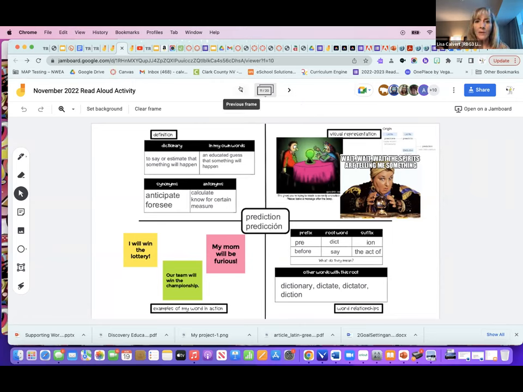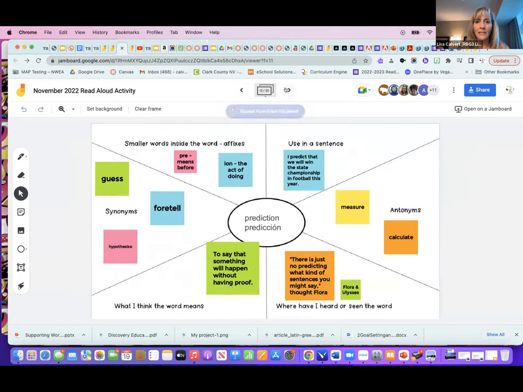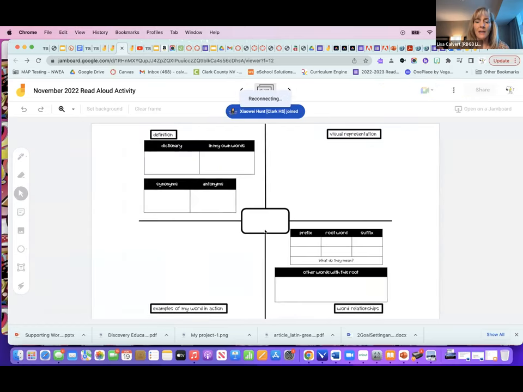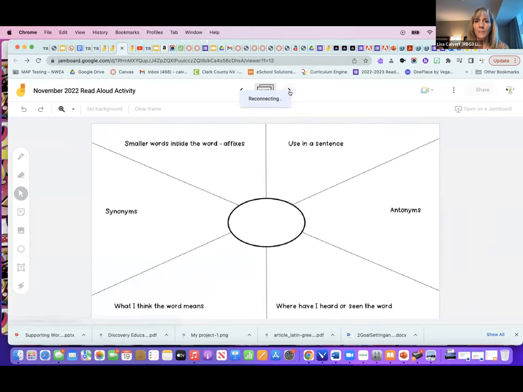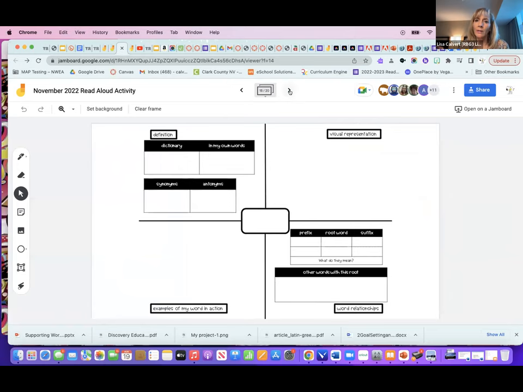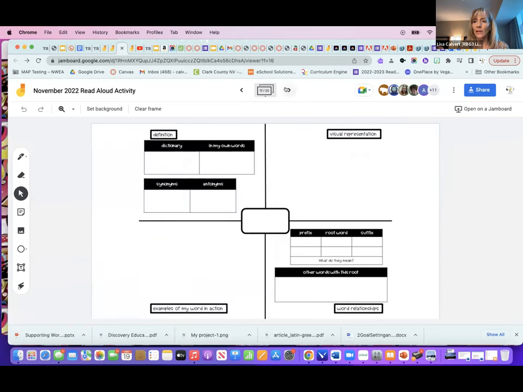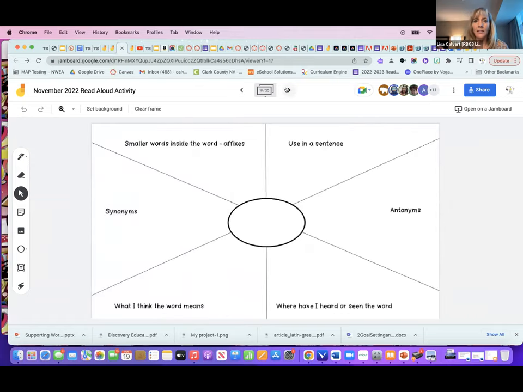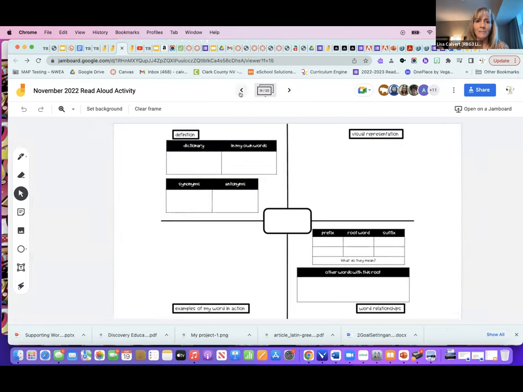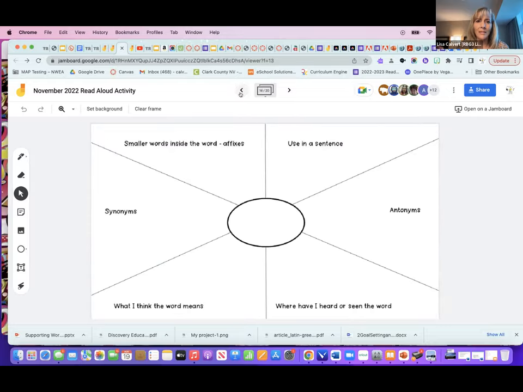But go ahead and find a word and then open the Jamboard and just put your word in there. If somebody's already on that Jamboard, you can add your word to it, it's all good. Because we only have about 6 minutes. So just go into one of those books and find a word.